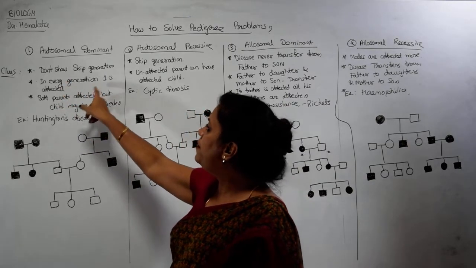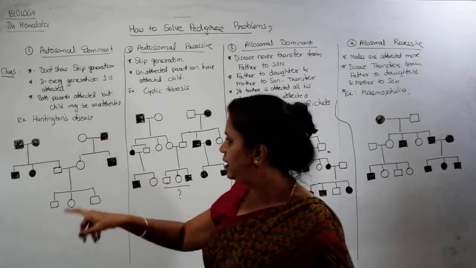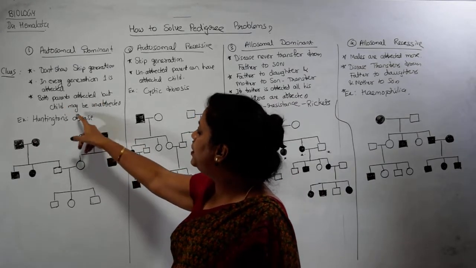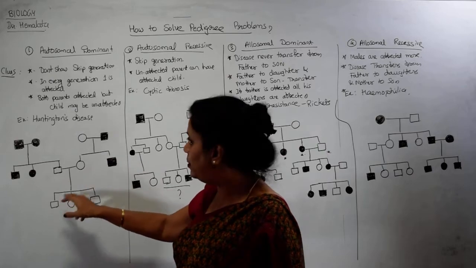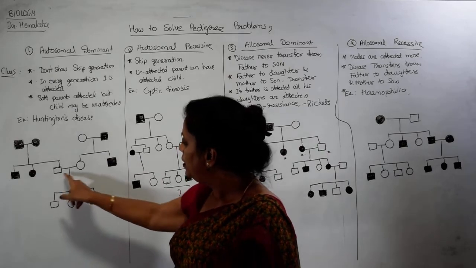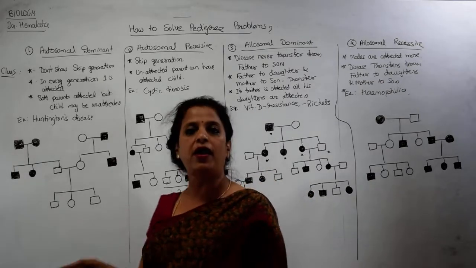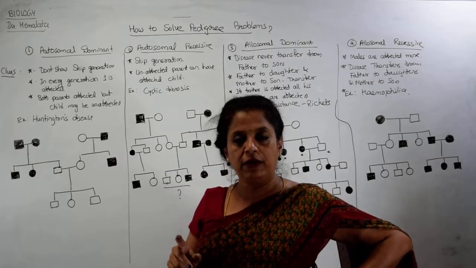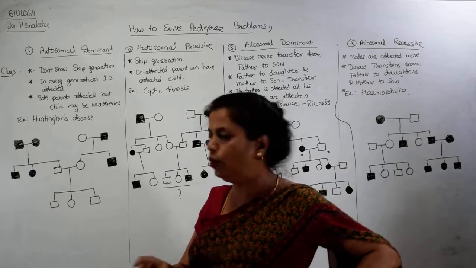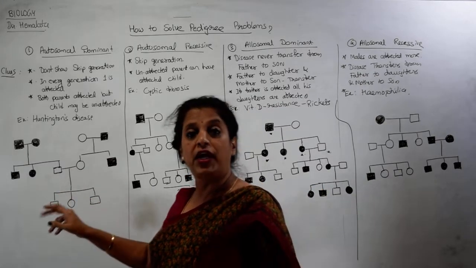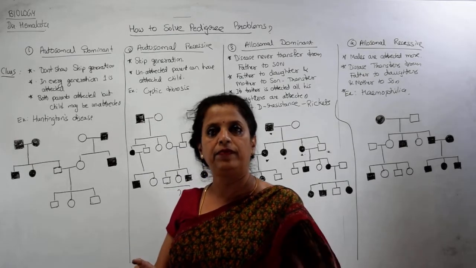There will be one affected in every generation, right? But if both parents are affected, the child may be unaffected. But now you can see here both are unaffected, so children all are unaffected. Remember, this is a very important clue for you. If the parents are unaffected, then the children will definitely be unaffected.